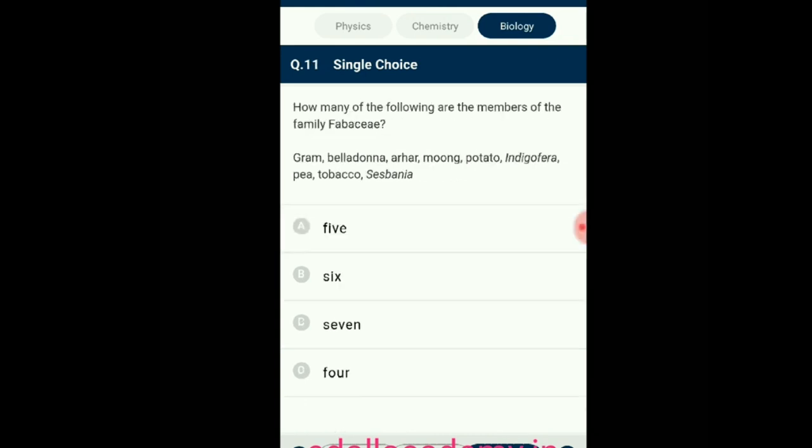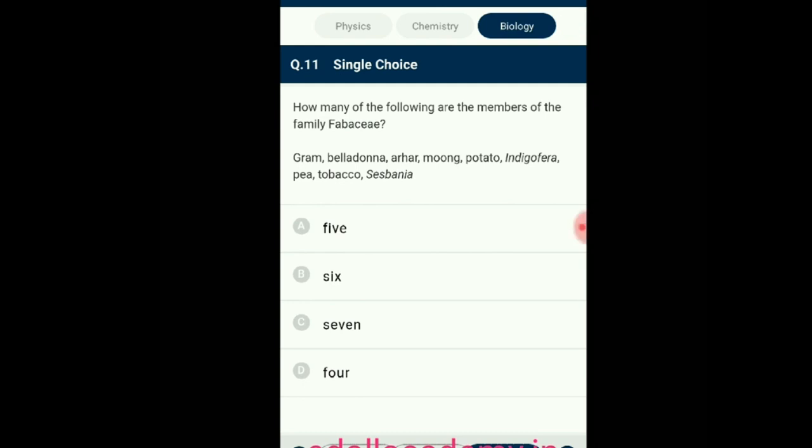Question number 11. How many of the following are the members of the family Fabaceae? Here some plant species names are given. Fabaceae is a family of dicot plants, mostly legumes. The members of this family show vexillary aestivation in the petal arrangement. Some important members of the family are pea, soybean, sesbania, lupin, gram, arhar, mung, indigofera.